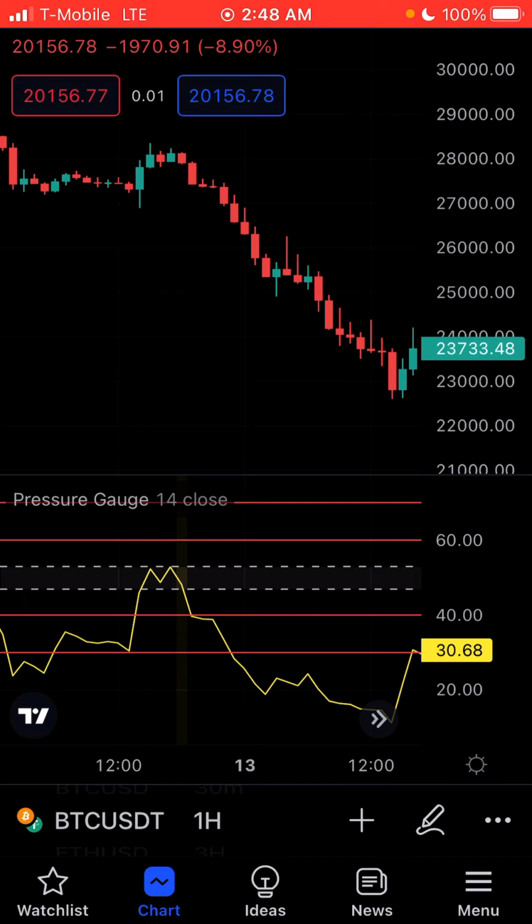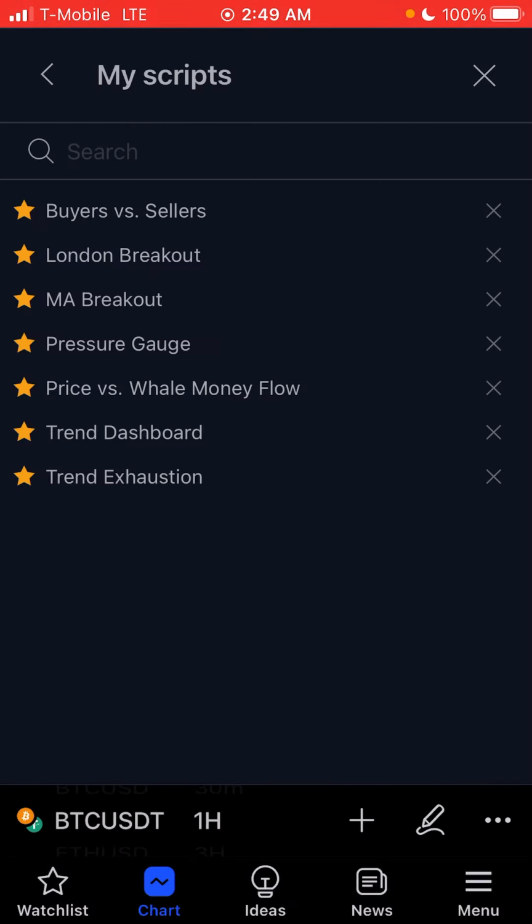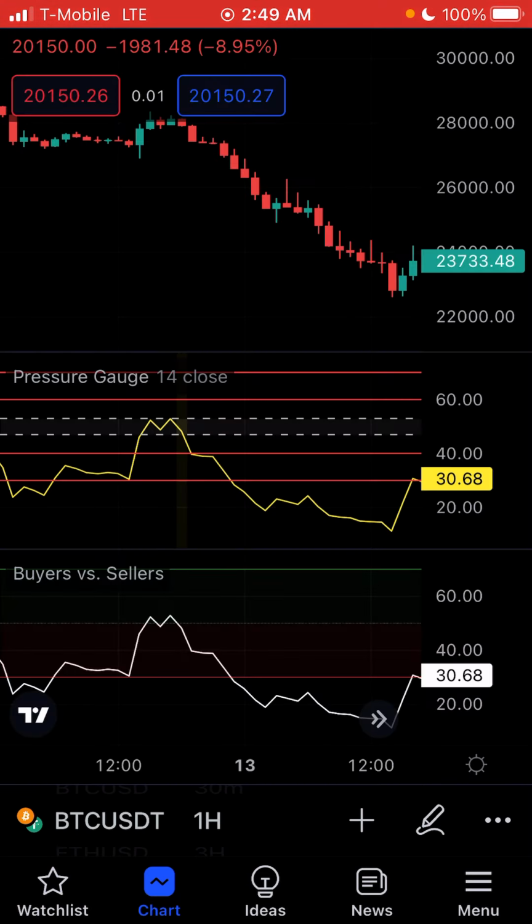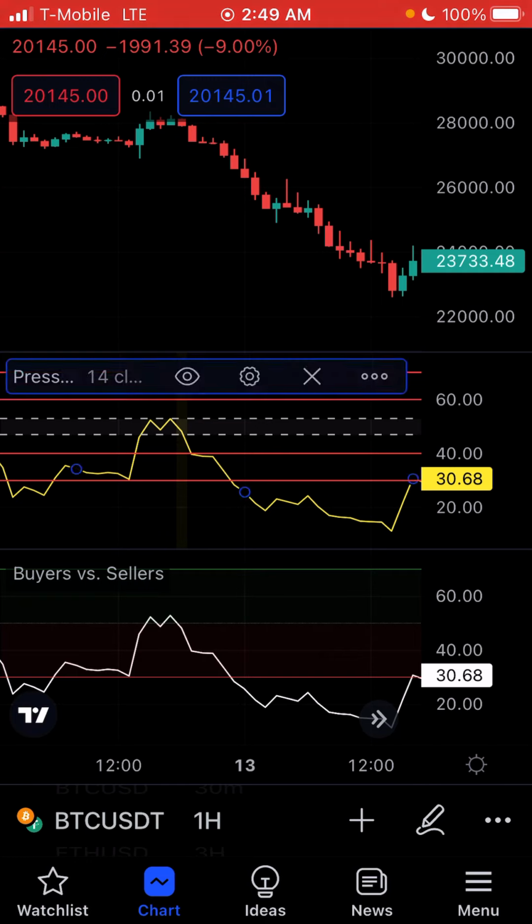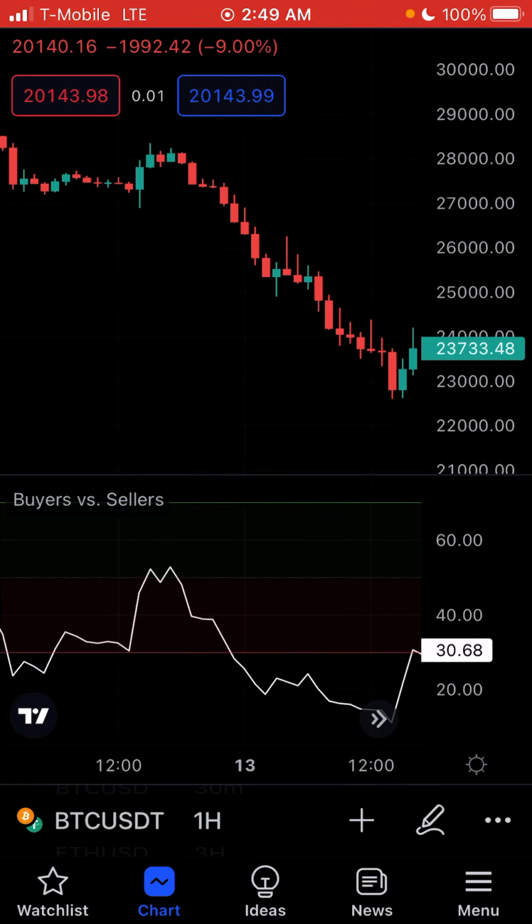So what this is telling me, the next indicator that I'm going to load up is the buyers versus sellers. Again, it's another paid indicator. Links are below. Let me do this backwards. I want to put that on the top.